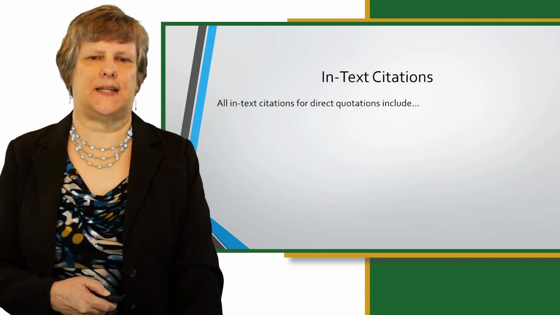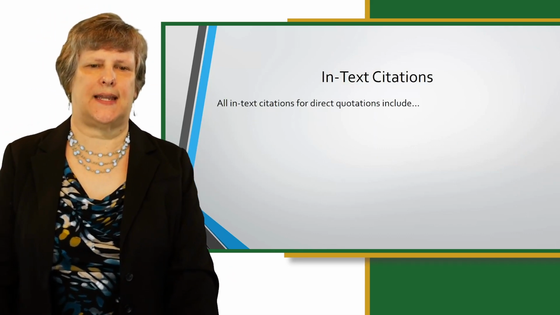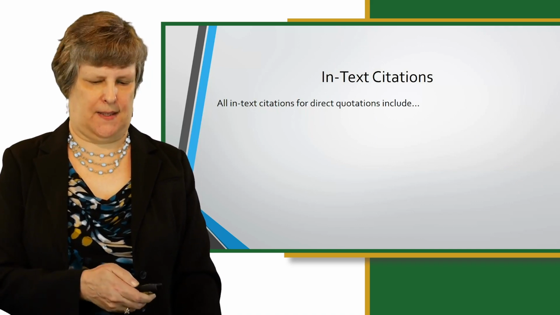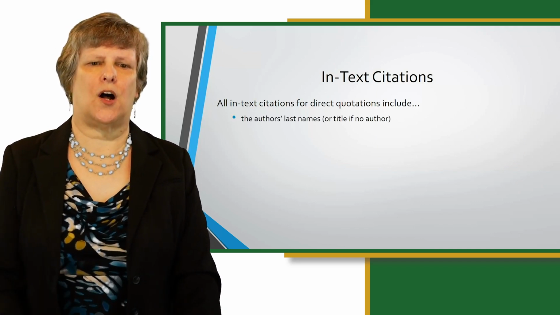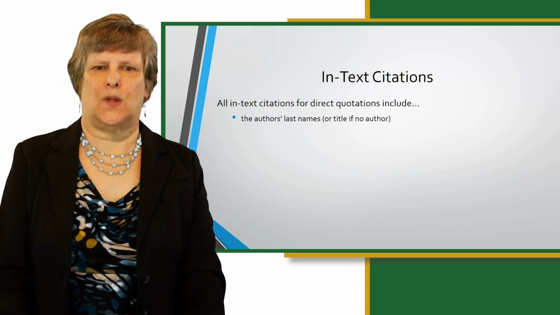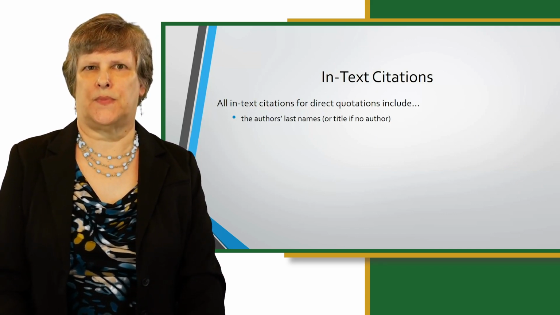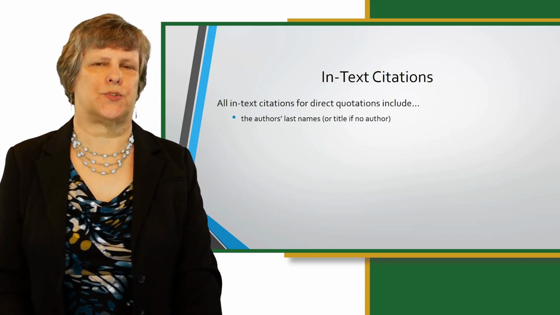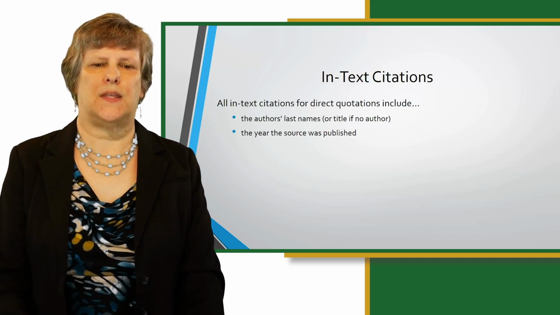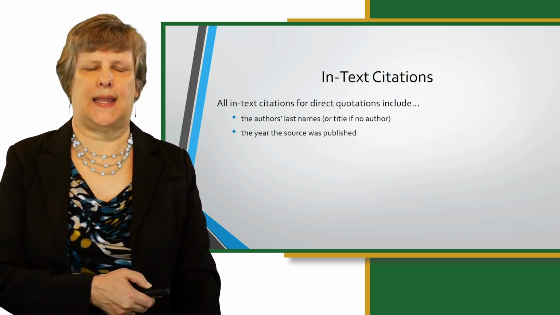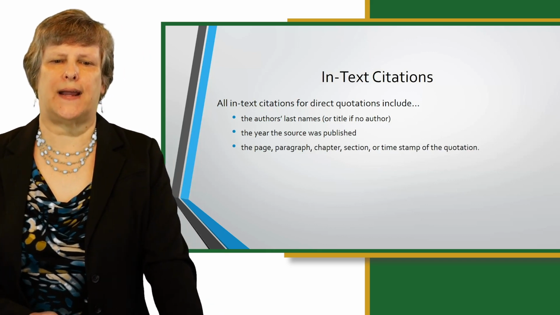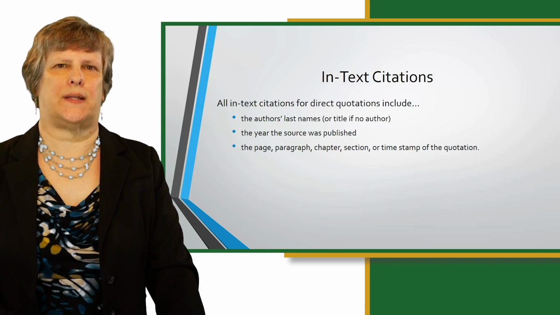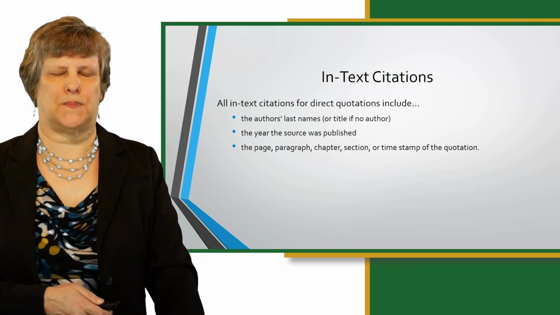Now, in-text citations. All in-text citations for direct quotations include the following. The author's last name, or just the title if it doesn't have an author. This is a change. It used to be last name, comma, then the author's initials. Now it's just last name. The year the source was published, and the page, paragraph, chapter, section, timestamp, whatever helps the reader find exactly where it is that you said that, or that you cited that.